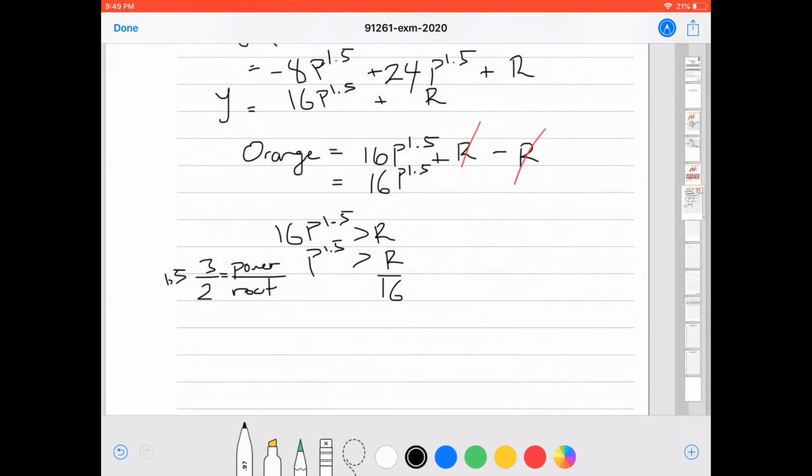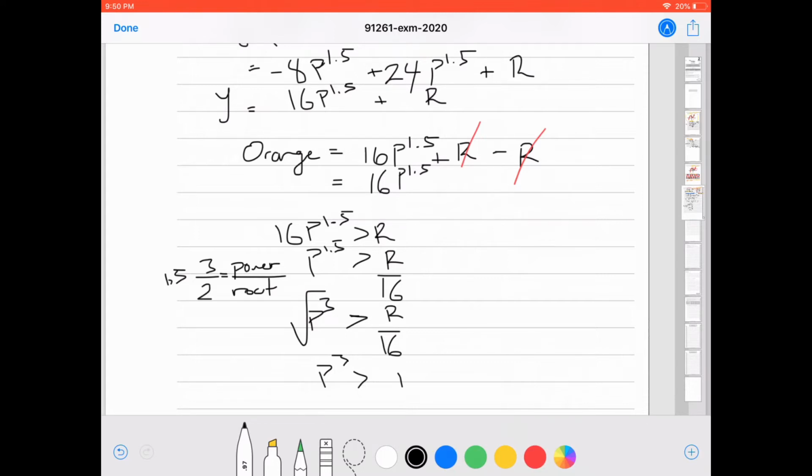Okay, so we could rewrite p here and say the square root of p cubed is greater than r over 16. So we're trying to find p by itself. We can take the root to the right hand side. We can say p cubed is greater than r over 16, all squared.